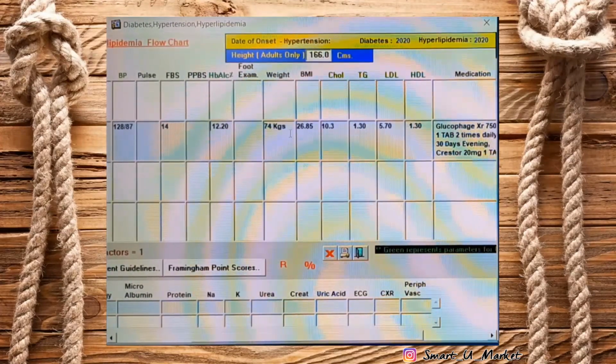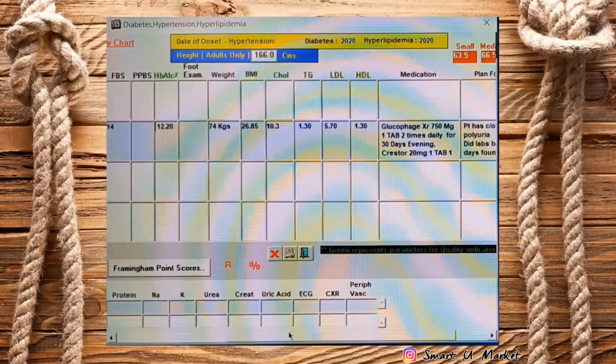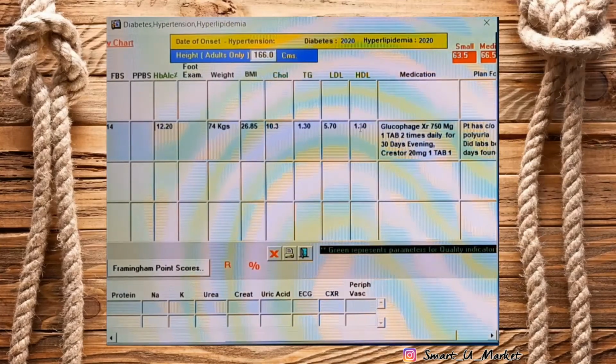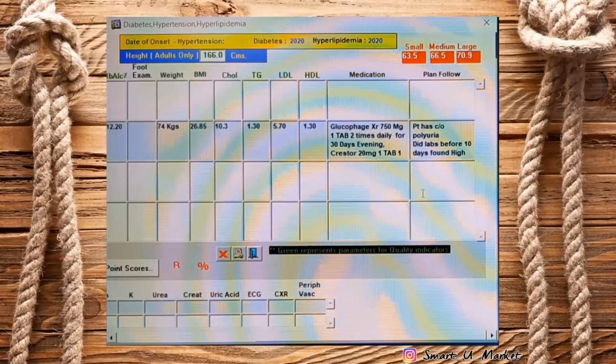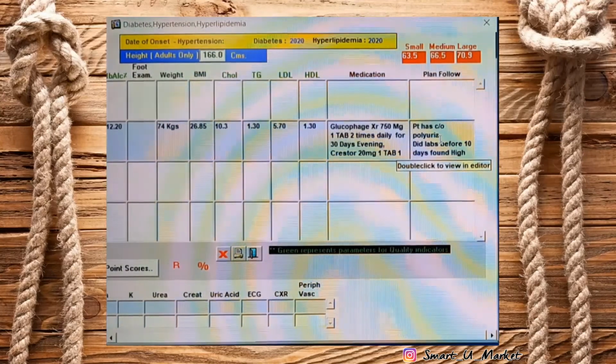So the weight of the patient, BMI, the cholesterol, the investigation, at least we have to write it once every 6 months or 3 months. And then what we have given, it indicates the medication and the plan of management, I mean.